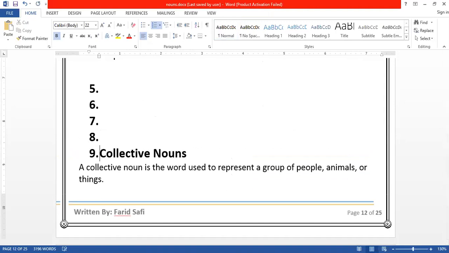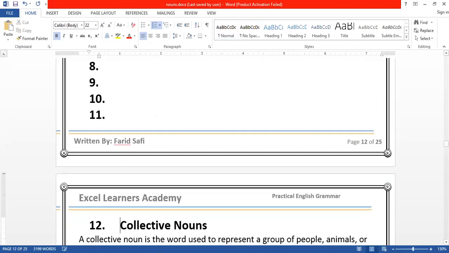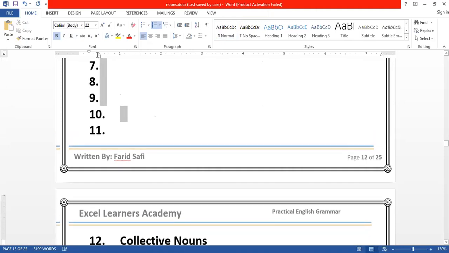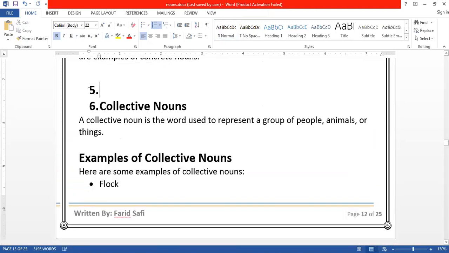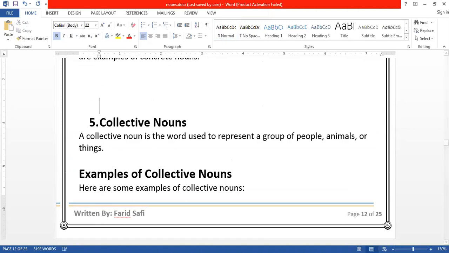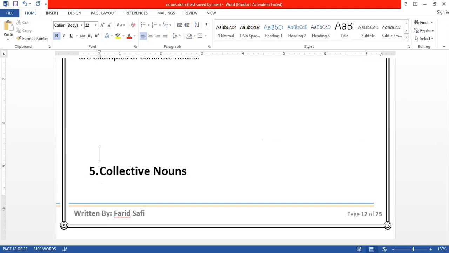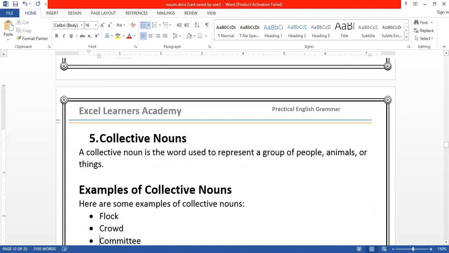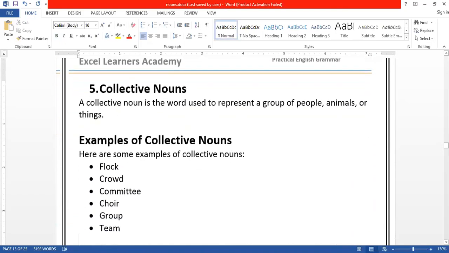Collective nouns. Let's talk about now the next type of noun. We call it collective noun. So let's talk about collective nouns first. From the name, it's clear that collective means when something comes in a collection, in a form of more than one, in a form of what? In a form of group. So collective nouns are those nouns used to represent a group of people, animals, or things.